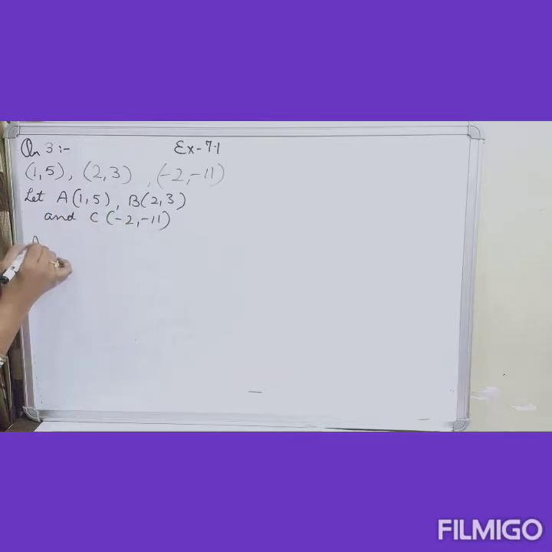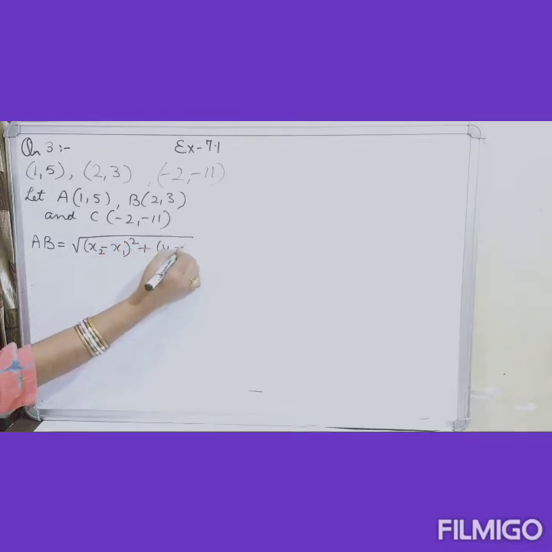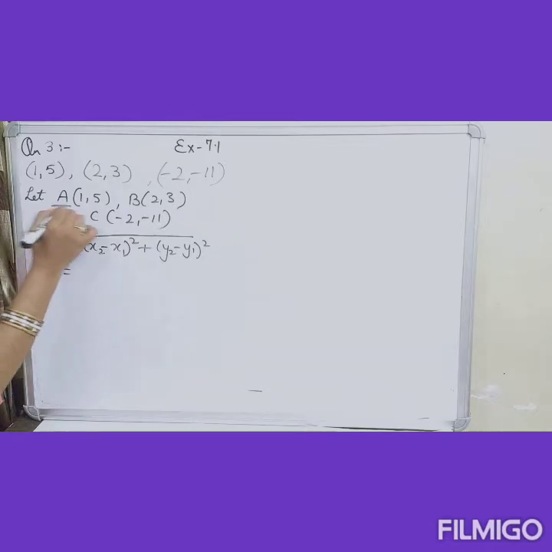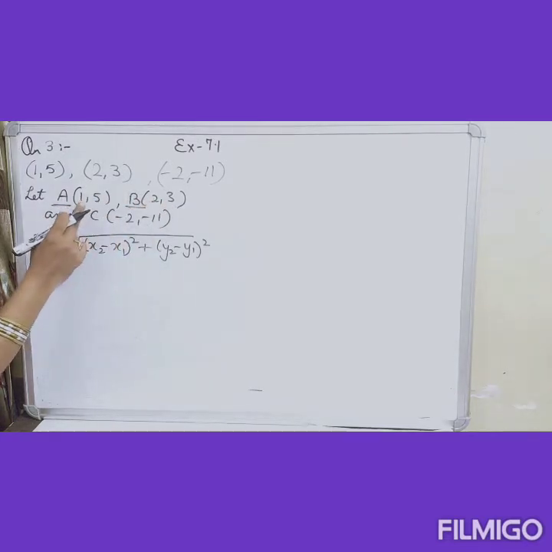So let us suppose the first distance is AB, and we have a formula for finding the distance, called the distance formula. And what is that formula? The formula is the square root of x2 minus x1 whole square plus y2 minus y1 whole square. So according to this formula, if I'm finding the distance between A and B, this is x1 y1, x2 y2. So I'm taking first x2 minus x1.